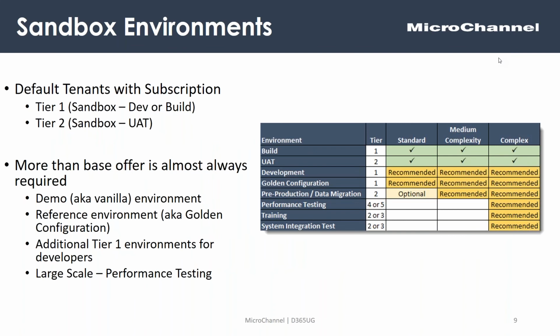So default tenants that come with Dynamics 365 for Operations Online is the Tier 1 sandbox environment, which is used for development or build, and the Tier 2 environment for UAT. And of course, you have your production environment that comes with it as well. Now, more than the base offer is usually required for Dynamics 365 for Operations, which you'll want to take into consideration. For instance, if there's a lot of development work, Microsoft recommends that usually you have a Tier 1 environment for each developer. The other option is the golden configuration, which is pretty much you look at that as your reference environment for all your master data that you use to stage for going into production.